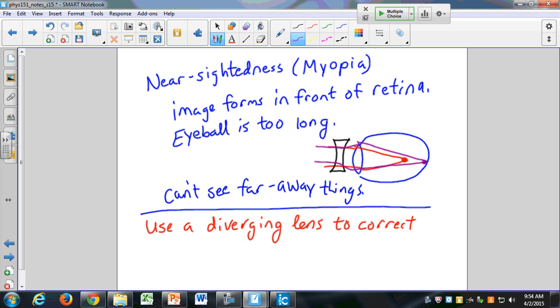And it's pretty easy to measure what type of lens you need. But for a person that is nearsighted, their eyeball is too long, they can't see far away things, and you use a diverging, also called a what type of lens? This is called a concave lens, right? So you use a diverging or a concave lens.